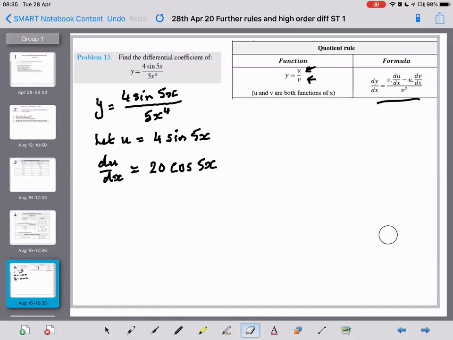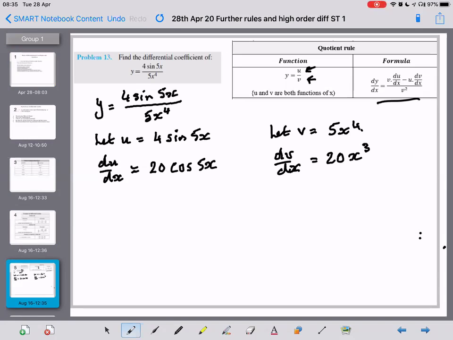And then over on the other side of my page, we'll say let v equal 5x to the 4. dv by dx equals, what do we do here to differentiate? 4 comes down and multiplies, so 4 5s are 20. And take 1 off the index.